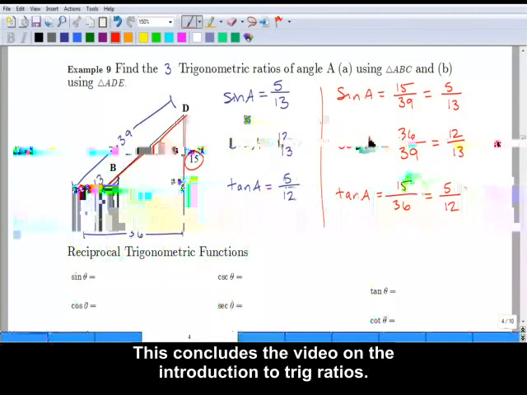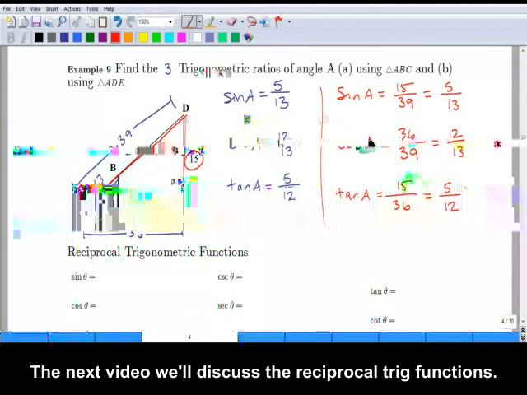This concludes the video on the introduction to trig ratios. The next video will discuss the reciprocal trig functions.